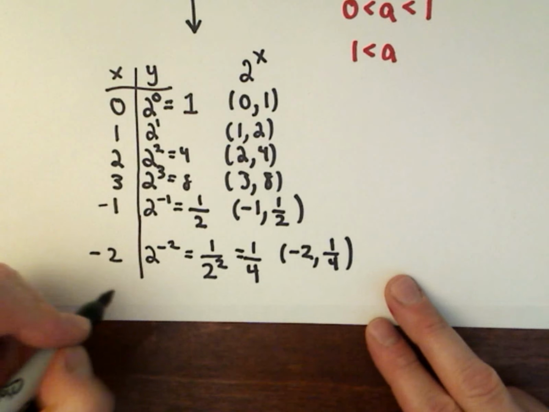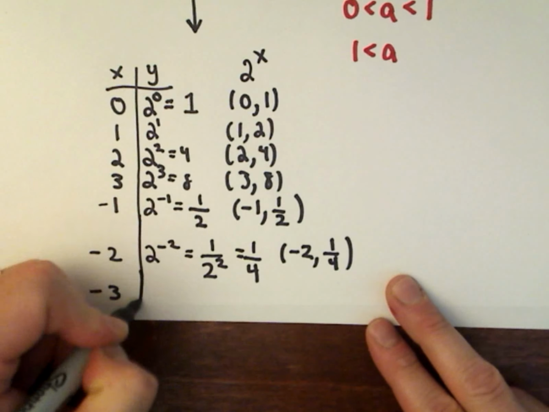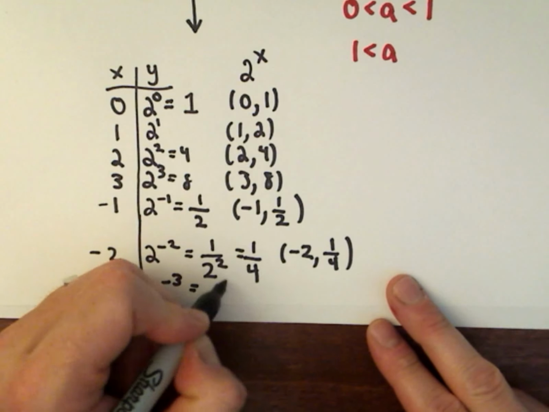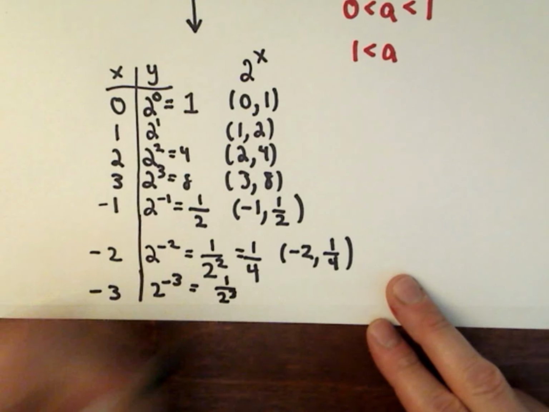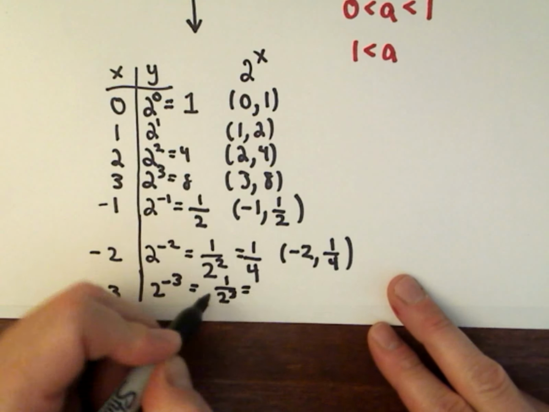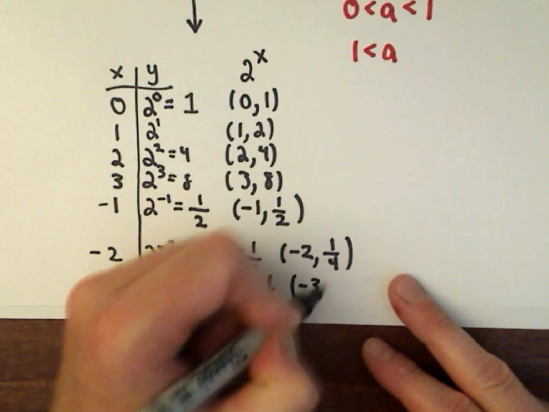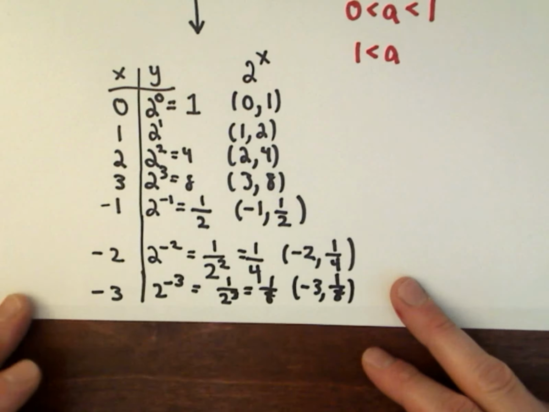Let's do one more just for fun. If I plug in negative 3, that would give me 2 to the negative third power. Well, that's 1 over 2 to the positive third power. That's 1 over 2 times 2 times 2, which is going to be 1/8. So the point negative 3, 1/8 is also going to be on there.